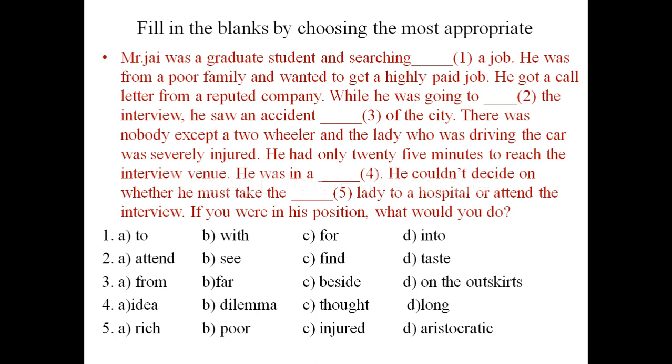Let us see the options for the first blank. The answer is searching for a job. This is the right word. Second option: while he was going to attend the interview, he saw an accident. Third blank options: on the outskirts. This suits very well. There was nobody except a two-wheeler and the lady who was driving the car was severely injured. He had only 25 minutes to reach the interview venue. He was in a dilemma. The fifth answer is injured.